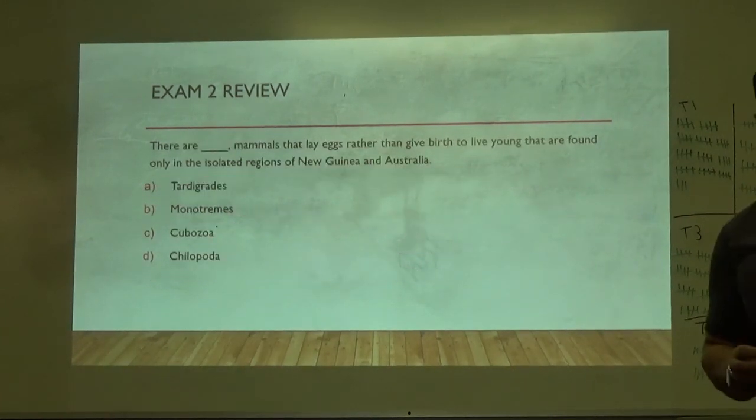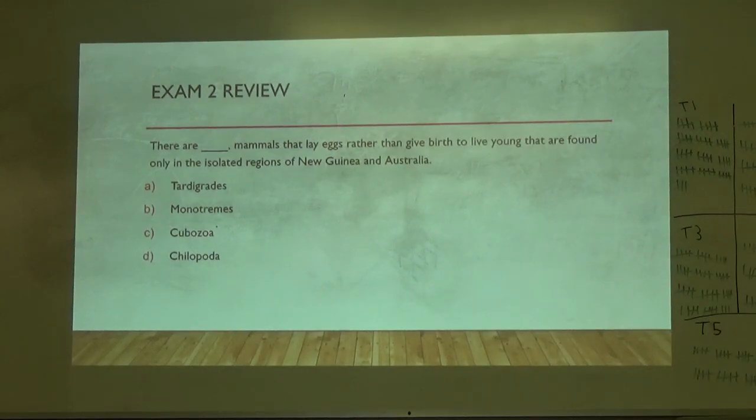Alrighty, there are blank mammals that lay eggs rather than give birth to live young. They're found only in isolated regions of New Guinea and Australia. These are A, Antarctic Gratis, B, Monotremes, C, Cubozoa, or D, Chilopoda.